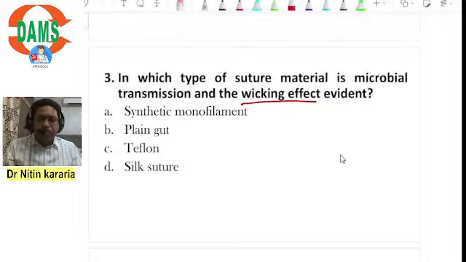Synthetic monofilament sutures, plain gut sutures, Teflon sutures, or silk sutures. Out of these sutures, you can make out that it is the silk suture, which is a multifilament braided suture.